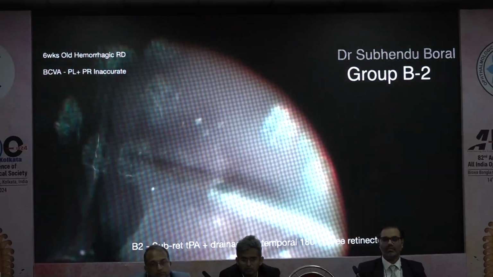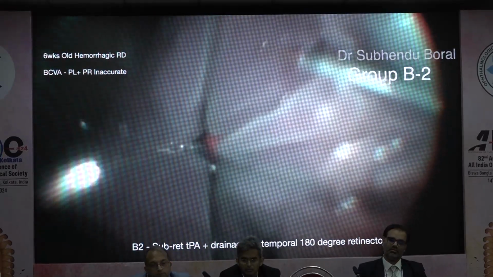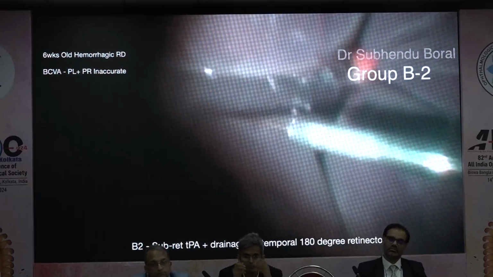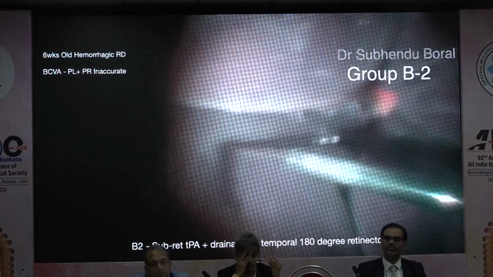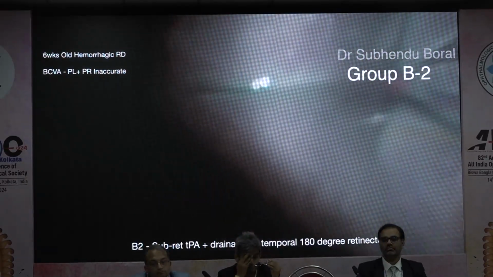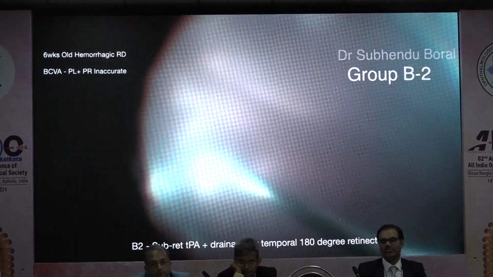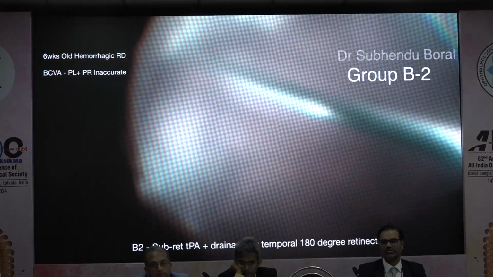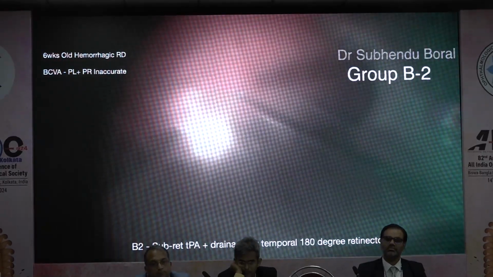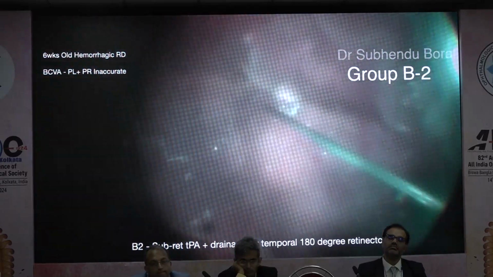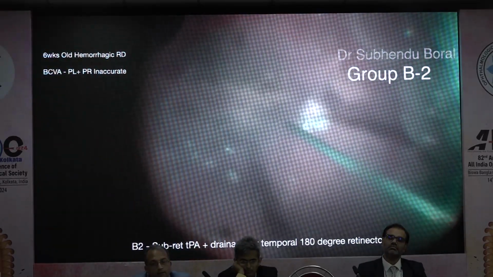So I injected subretinal TPA first, in 2-3 areas, then waited for some time, at least 15 to 20 minutes, then started doing retinectomy from the temporal side, and you can see the old lysed blood is coming out. They are almost all dehemoglobinized blood. A lot of subretinal clotted blood is coming out like this, and then settle the retina with the help of PFCL.